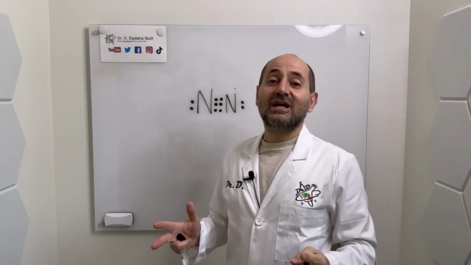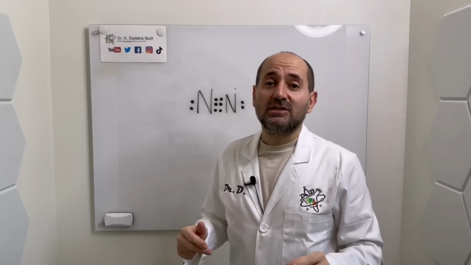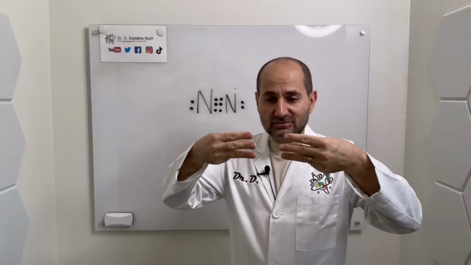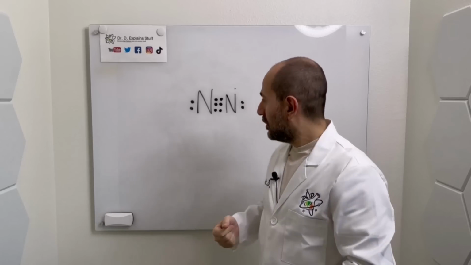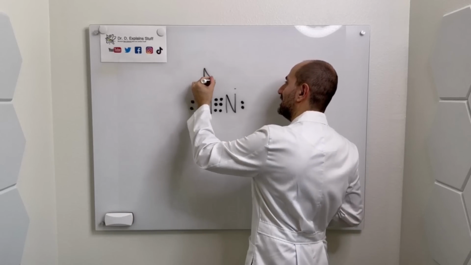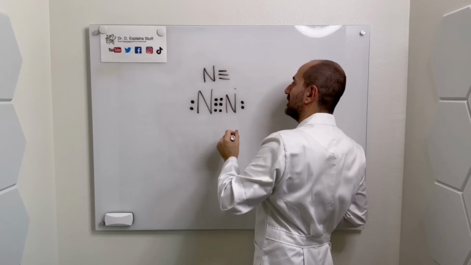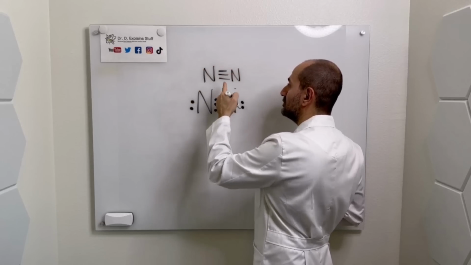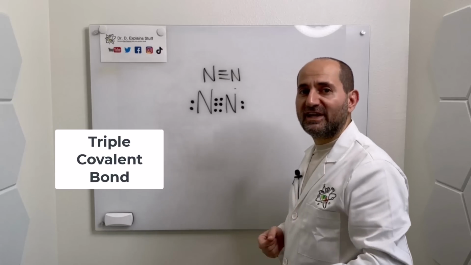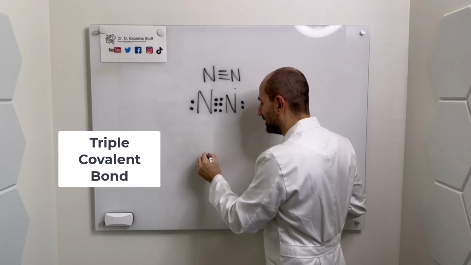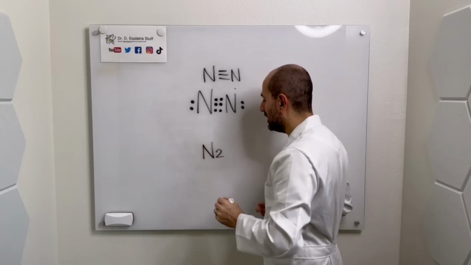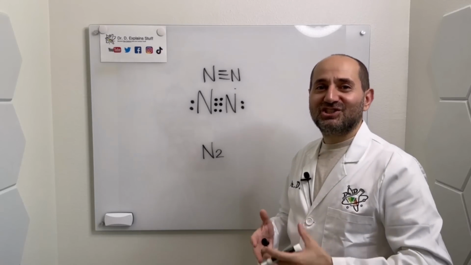Now the nitrogens have filled their outermost shell, by each nitrogen sharing 3 electrons with its partner. So this would be an N with 3 bonds to another N. And that's known as a triple covalent bond, forming a gas called N2, also known as nitrogen gas.